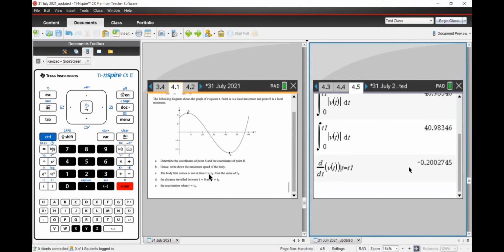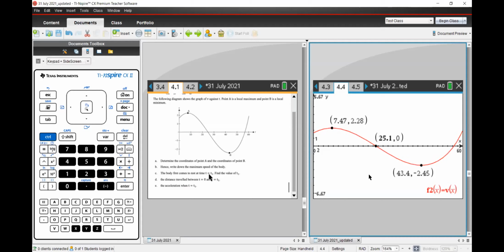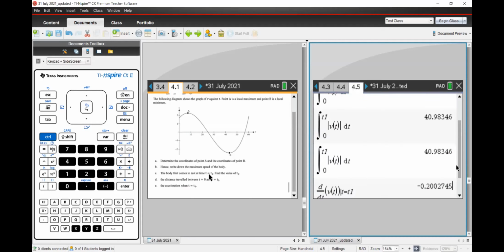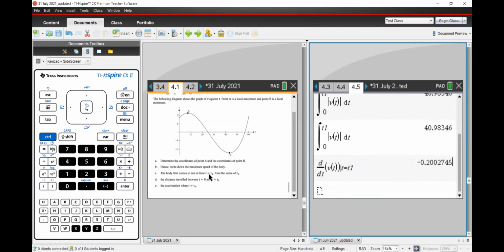So why have we got the negative acceleration, Jalaj, at t equals t1? The speed is reducing, decreasing. Absolutely. So this is how you can do the calculus in this question.